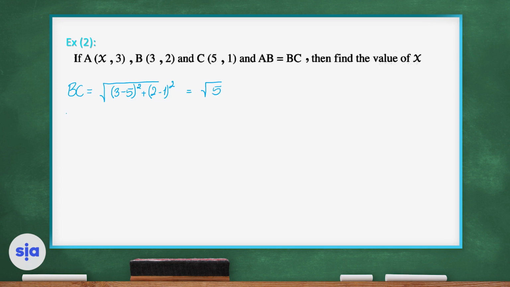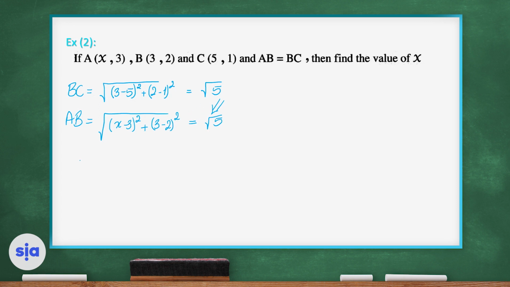In the same way, we're going to find AB. So AB equals the square root of (x minus 3) all squared plus (3 minus 2) all squared, which is equal to the same thing, the square root of 5, as the question told us that AB is equal to BC.